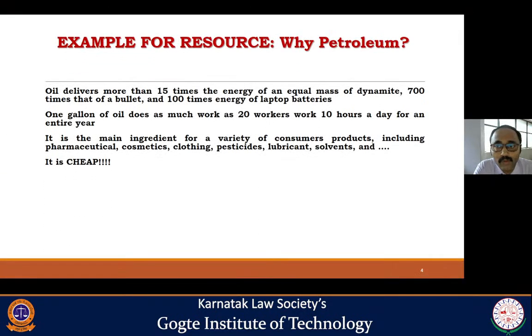Okay, an example of a resource: why petroleum only? Oil delivers more than 15 times the energy of an equal mass of dynamite, 700 times that of a bullet, and 100 times that of laptop batteries. One gallon of oil does as much work as 20 workers working 10 hours a day for an entire year. So the main ingredient for this is the consumer product, which includes pharmaceutical industries, cosmetics, clothing, pesticides, lubricants and solvents.